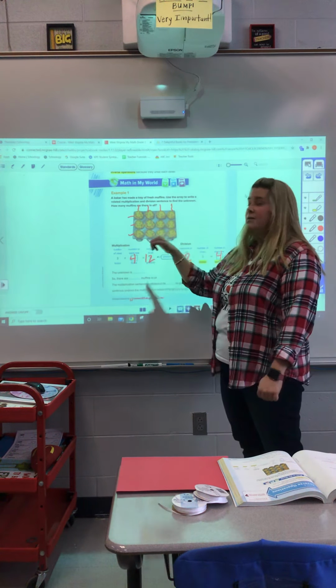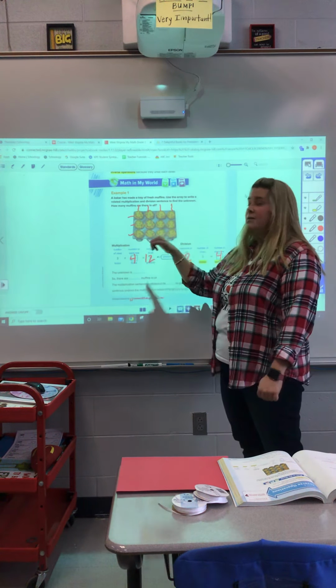I also have my division sentence, okay? My dividend, biggest number, is 12. That's how many there are. How many rows did they divide it into? 1, 2, 3. How many did that leave in each row? 1, 2, 3, 4. So the unknown was 12. Okay, that was our total. That's what we didn't know. There are 12 muffins in all.